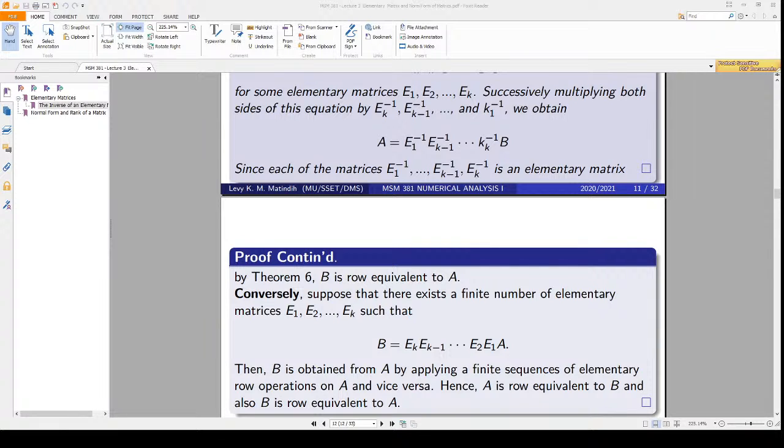So now, suppose that there exists a finite number of elementary matrices E1 up to Ek such that B can be written as a product of these elementary matrices with A. If this is the case, then from theorem number 4, this implies that B is obtained from A by applying a finite sequence of elementary row operations, and vice versa. Hence, A is row equivalent to B and B is row equivalent to A. Then we are done with the construction of the proof.